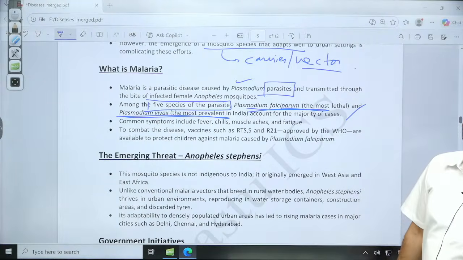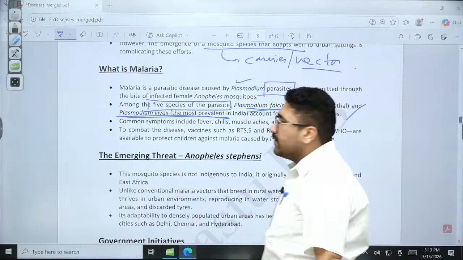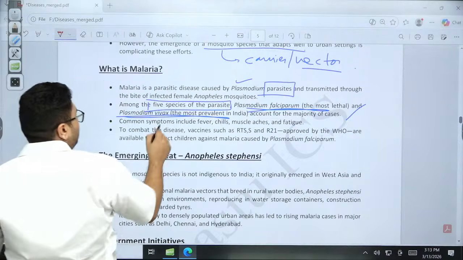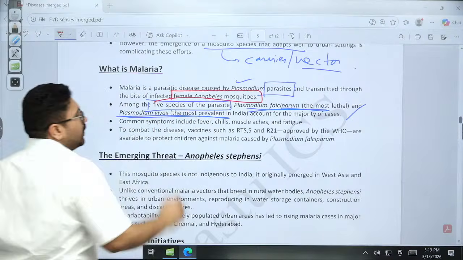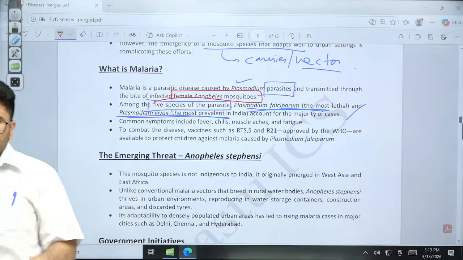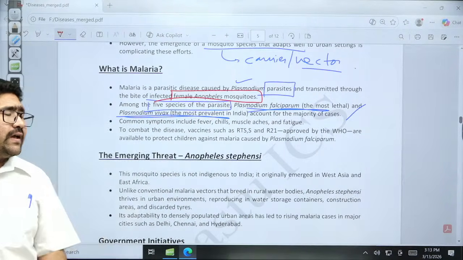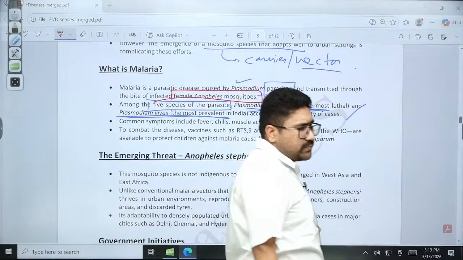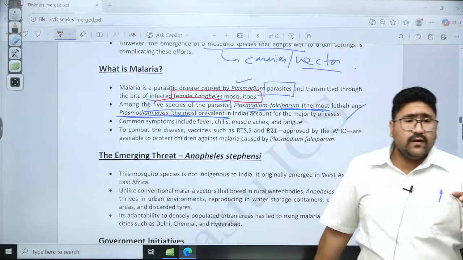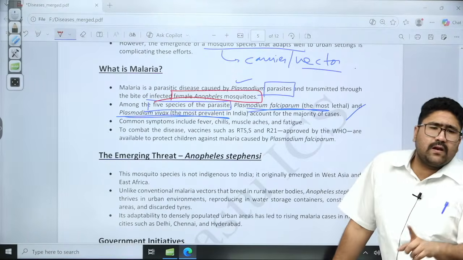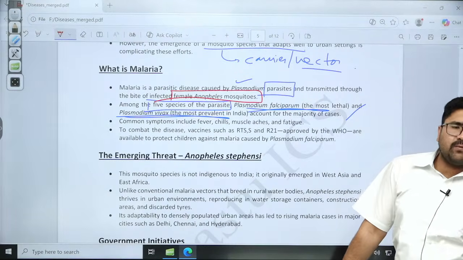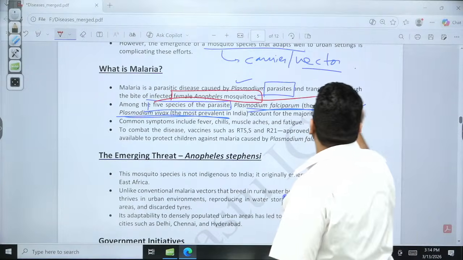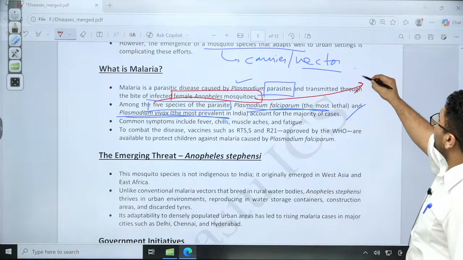Both these parasites are carried by a specific mosquito which is known as the female Anopheles mosquito. The female Anopheles mosquito is responsible for spreading malarial disease. Only the female mosquito is responsible and not the male, because the female mosquito requires what?